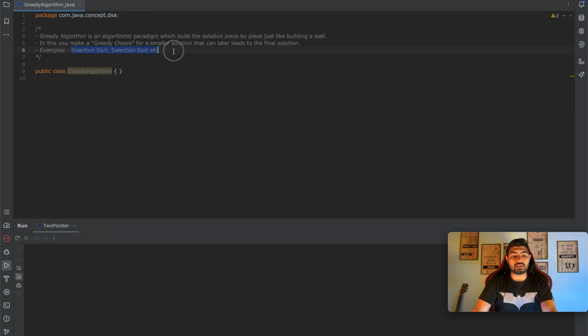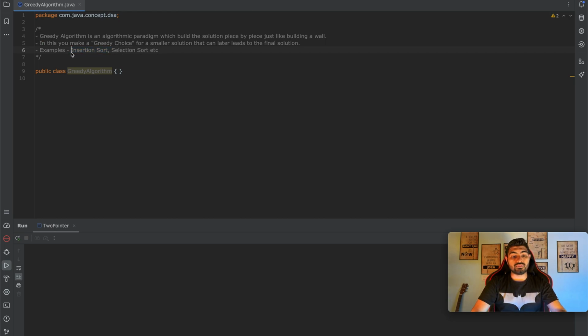Examples are insertion sort and selection sort. There are more algorithms as well that are considered part of greedy algorithms. As we know, both are sorting algorithms: you have an unsorted array, you pass it to the sorting algorithm, and you get a sorted array. If you remember, we already implemented these two, by the way.